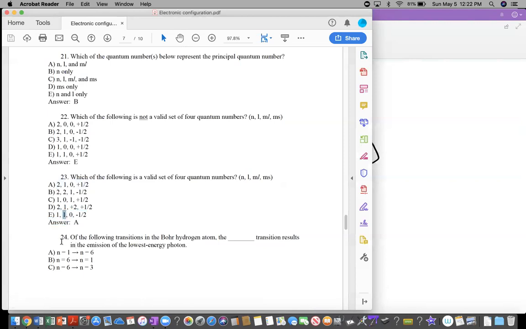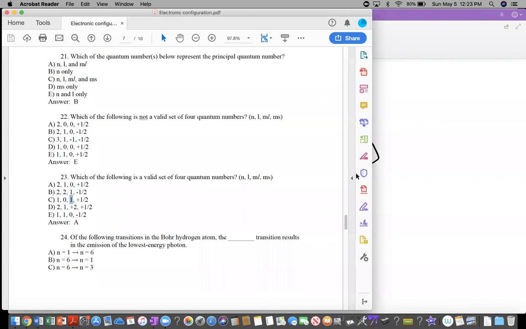So that's why it's incorrect. And then with C, it has a 0, but that's still not correct after that, because the problem is here, the ML. Yes, the problem is ML. ML has to be negative L to positive L. So if L is 0, then the possible value of ML is only 0. But in this case, it's saying 1, so it's not correct.